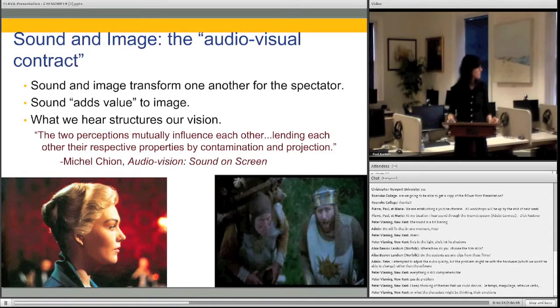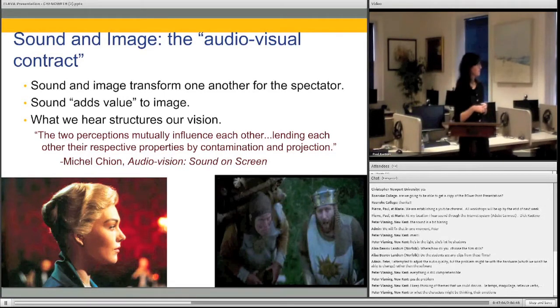All right, so the concept I would like for you to take away from the discussion of image and sound most today is the idea of an audio-visual contract, right? So we've gone through these three components of sound film, but what I'd like to really emphasize is the way that sound and image transform one another, right? They're not merely both there as these two media elements of film, right? But they actually transform one another.